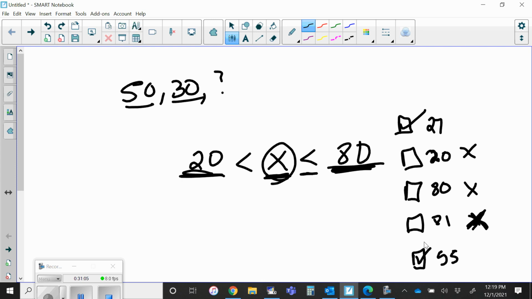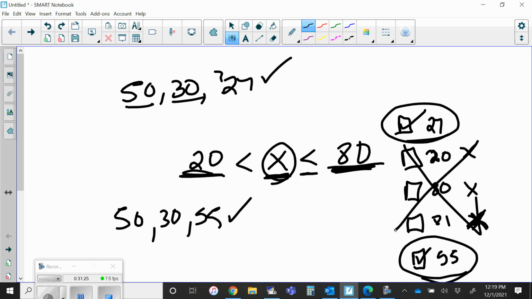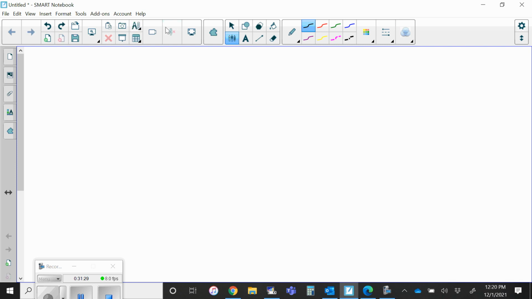It has to be bigger than 20, but smaller than 80. So these are the only two numbers that they gave me that fit that criteria. So 27 could be my missing side, and guaranteed, you could make a triangle. 55 could be my missing side, and yep, it would make a triangle. All these other ones would not work. Make sense? But they're going to be select all, so it's going to be like, which ones could the missing one be? And you'd have to check all that would work. We're going to do them tomorrow.